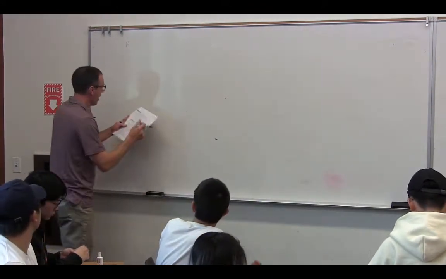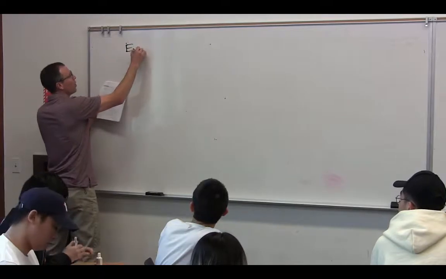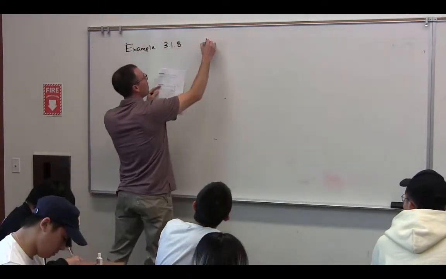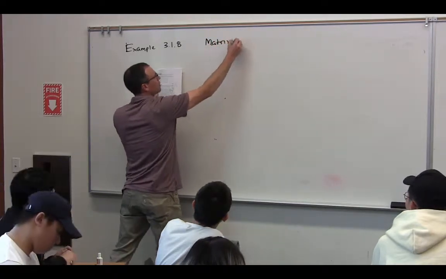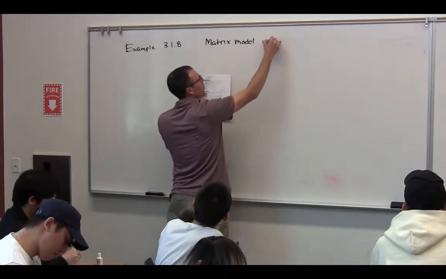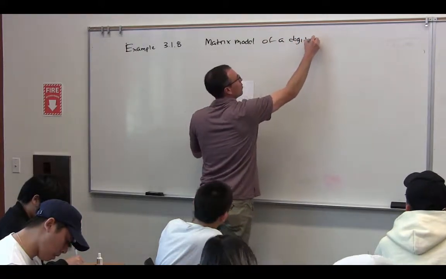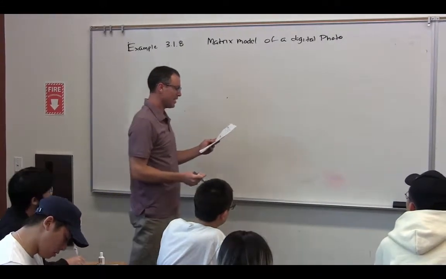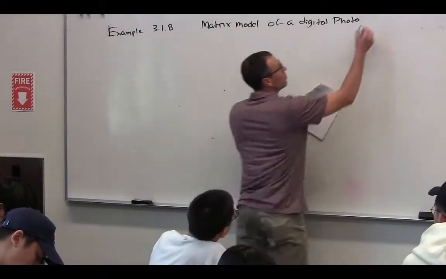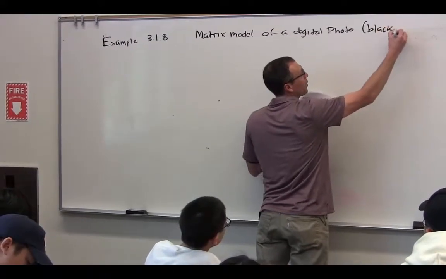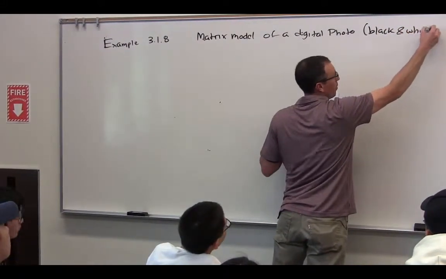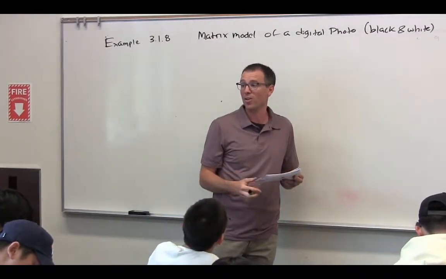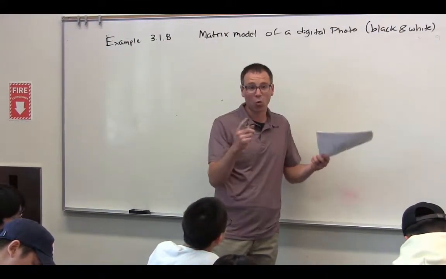we're looking at. So this example that we're going to look at right now is called example 3.1.8. This is called a matrix model of a digital photo. And for now, could you guess which one we might start with if we wanted this to be as easy as possible? Before we had color TV, we had black and white TV. So if we're trying to get our head around how this particular thing works, could you guess where we might start? Black and white, because that's just one version.